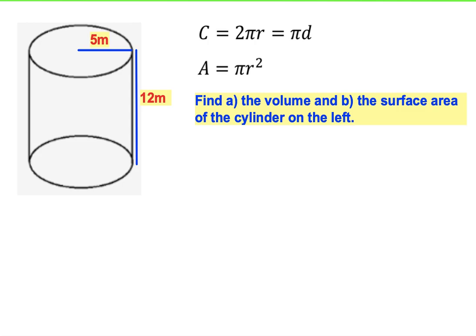So if you'd like to have a go at this question, where you need to find the volume for part A and the surface area for part B of the cylinder, then please pause the video now before I go through the solutions.